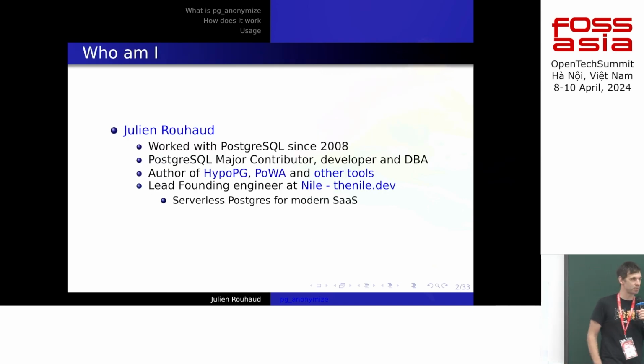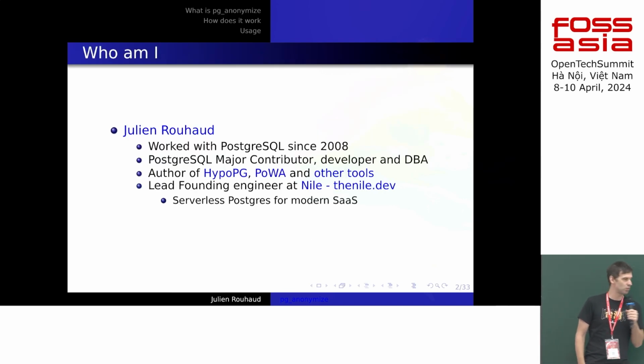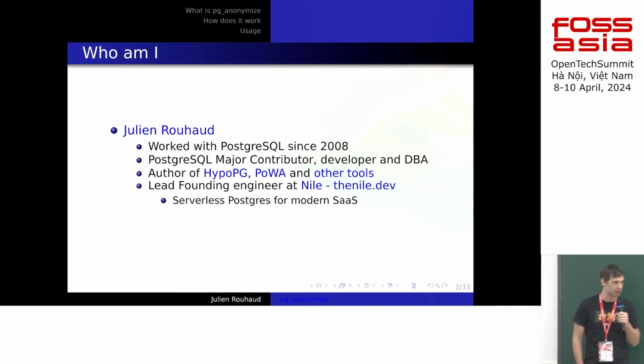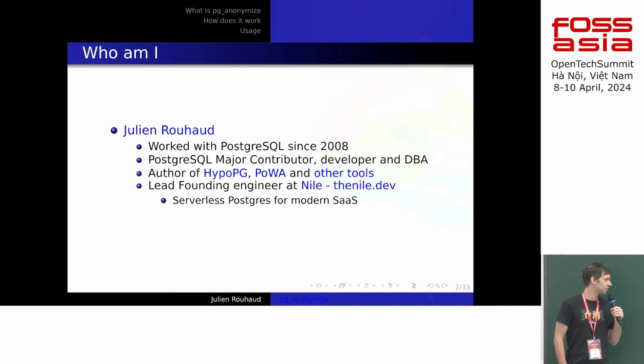Okay, so my name is Julien Rouhaud. I've been working with Postgres since 2008. I'm a major contributor, and I've been working as a developer and a DBA. I'm also the author of HypoPG, Powa, and some other tools. And now I'm working at Nile, which is a company that's doing Postgres for SaaS, serverless Postgres.